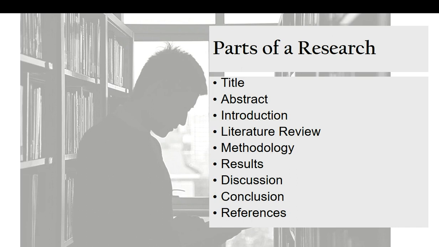After discussing the qualities of a researcher, we are now going to discuss the different parts of a research. I think you're familiar with this, but this will be a sort of refresher from your senior high school years. First, we have the title. Second, the abstract. Third, the introduction. Fourth, the literature review. Fifth, the methodology. Sixth, results. Seventh, discussion. Eighth, conclusion. And the last one is the references.